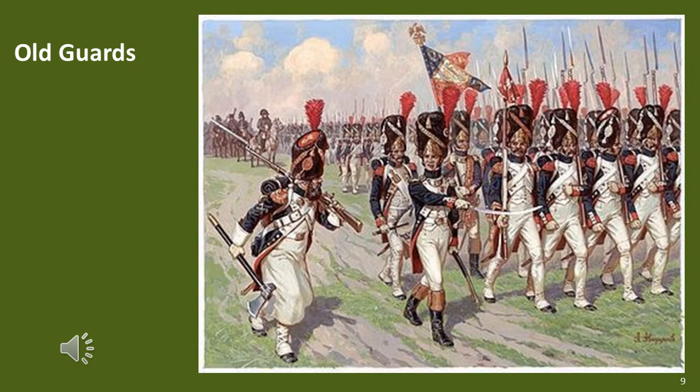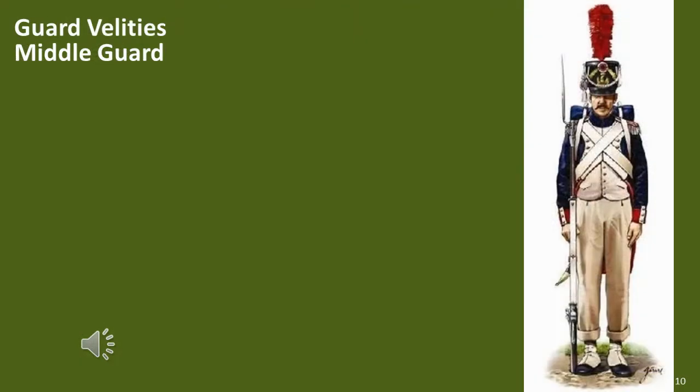Incidentally, during this period, it was not referred to as Old Guard. Guards were simply guards. The Guard Velites, which later became the Middle Guard, were guard quality troops, but which lacked the experience of the Old Guard. The Old Guard were elite veterans. The Guard Velites were just elite.